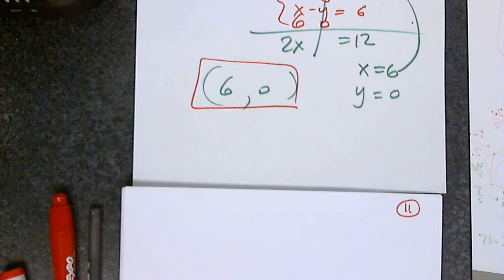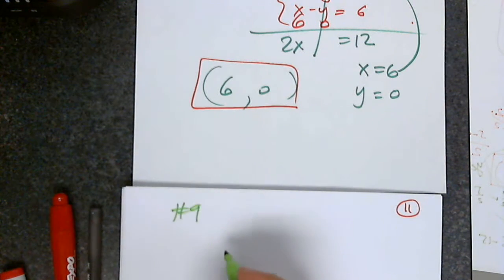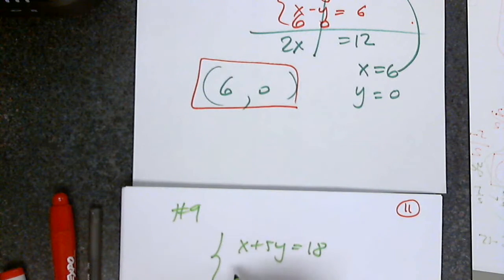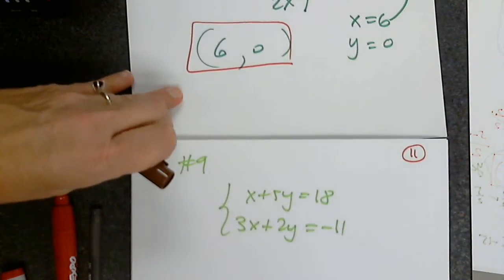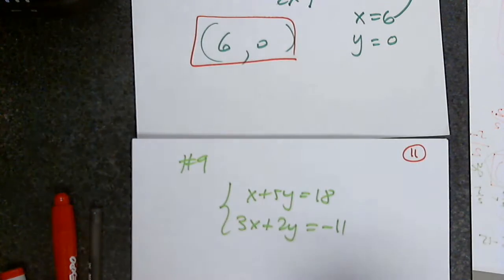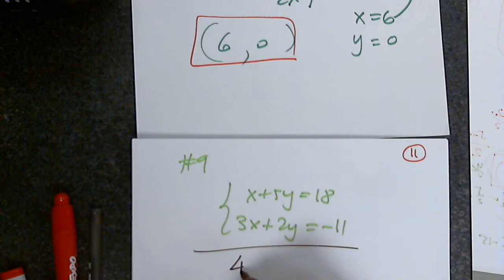Problem 9. Next level. x plus 5y equals 18. 3x plus 2y equals negative 11. Do not write this. I just want to make a point. Write the system down, but not the next step that I'm going to do. This will not help.